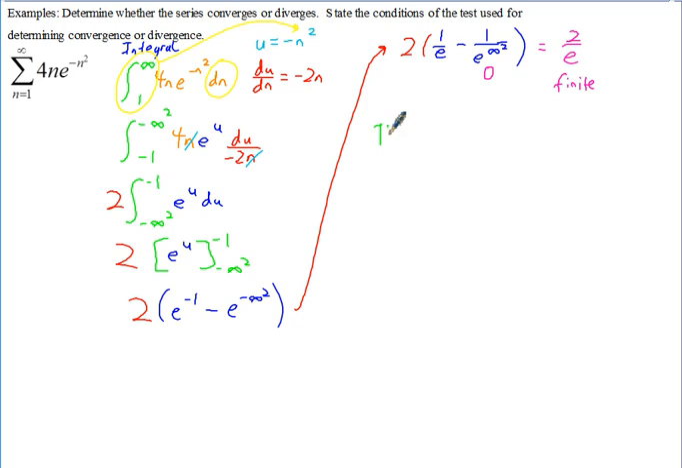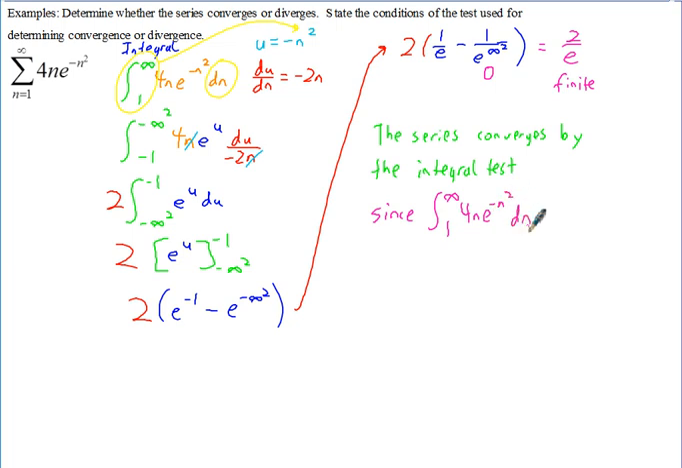So we can say the series converges by the integral test since the integral from 1 to infinity of 4n e to the negative n squared dn converges, or you could say is finite, not infinite, either way.